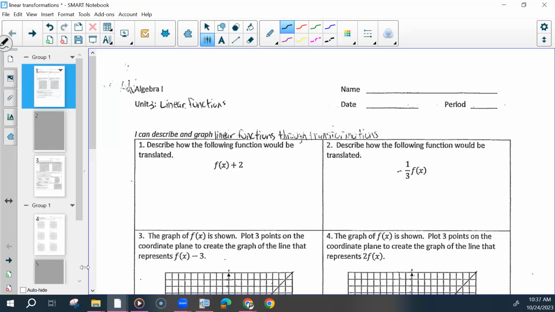So on Canvas, if you go into the linear transformations assignment, I don't exactly remember what it's called. You have 2 options. You can either do the Desmos activity, or you can do the Go Formative activity. Does not matter which one, don't do both. But whichever one you choose, you have to email me so I can go in and grade it, get the grade for you to put that in. So that is also due on Friday.